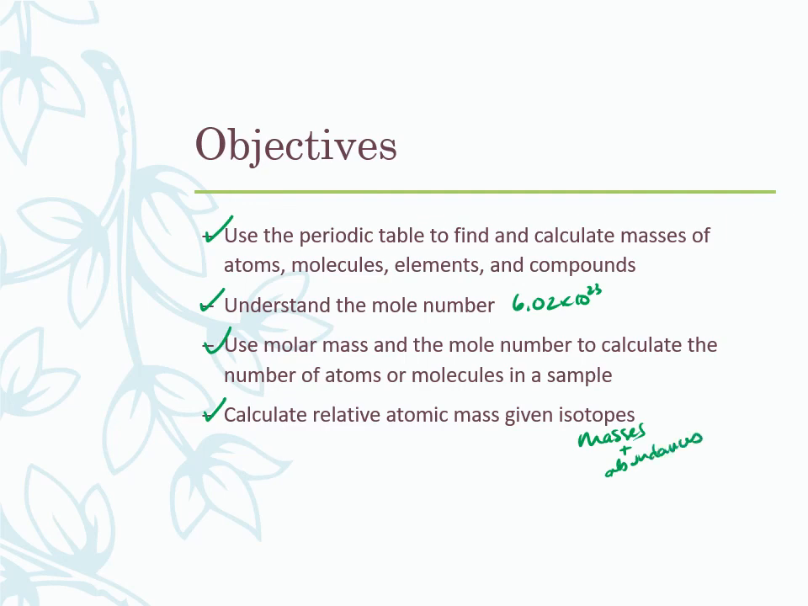And remember that relative atomic mass, average atomic mass, is a weighted average. So it's not just add and divide. It's looking at those percents that we turn into decimals, and then we multiply and add. Good? Good. Good work today, my friends.